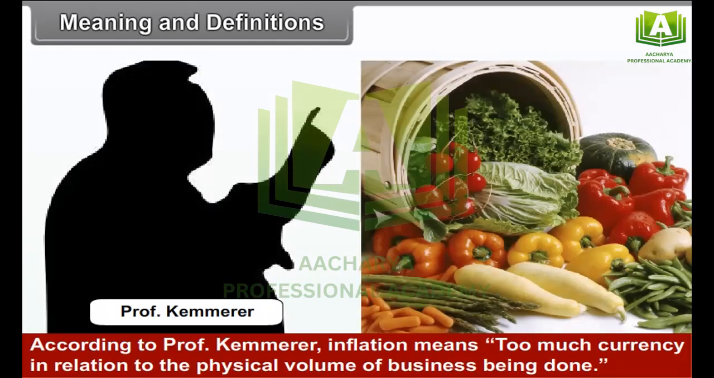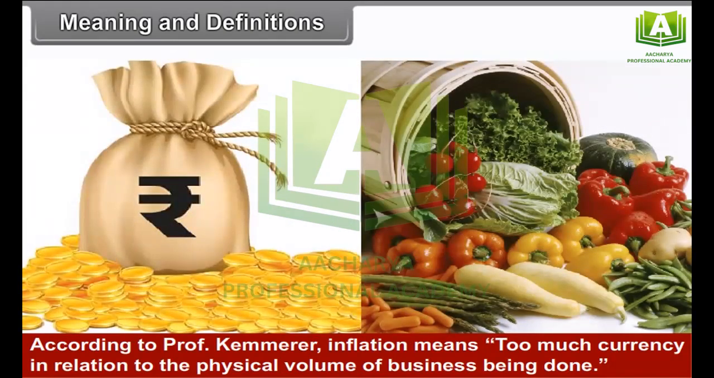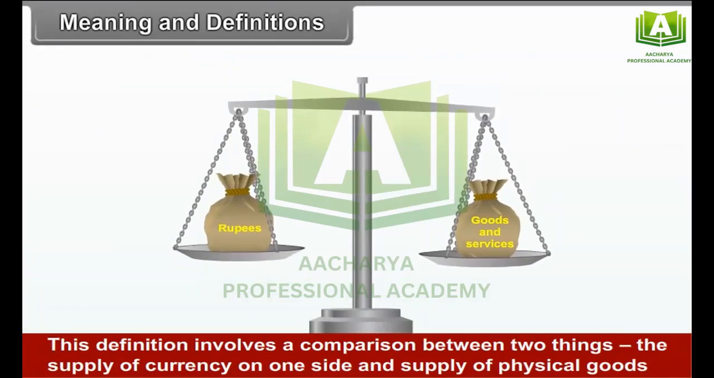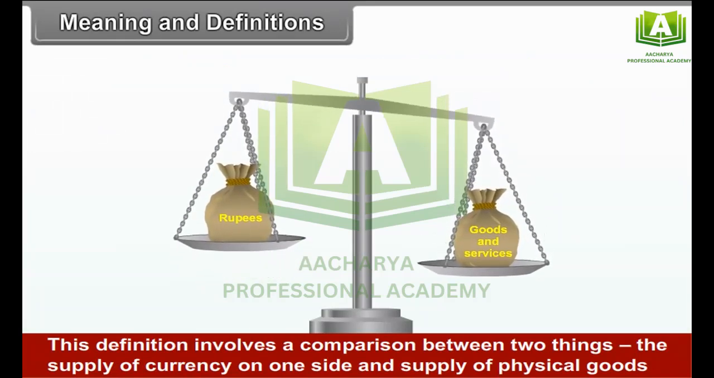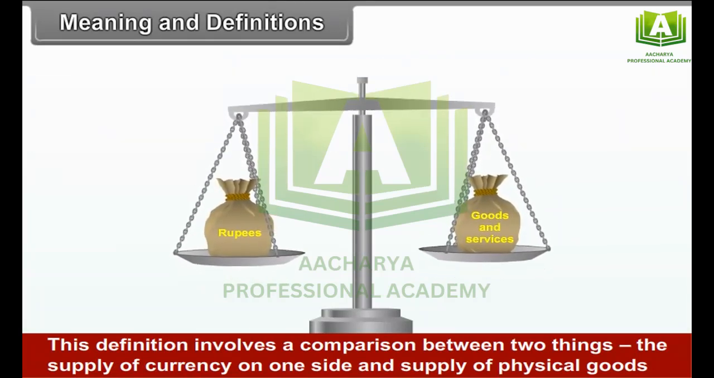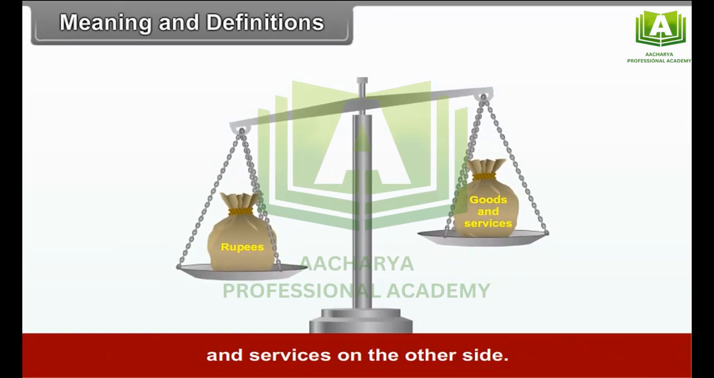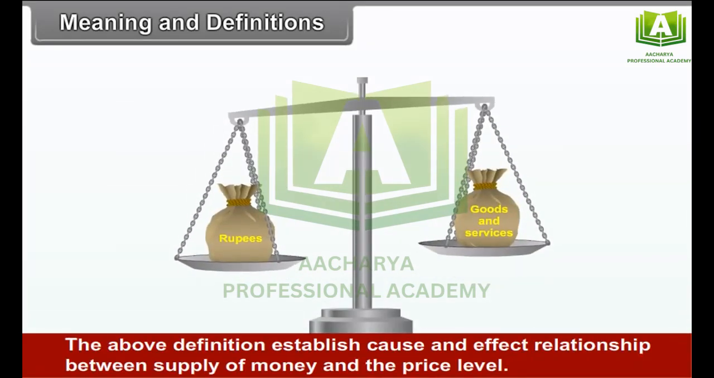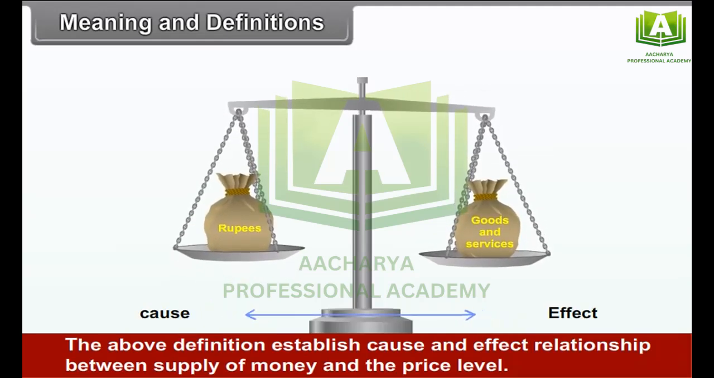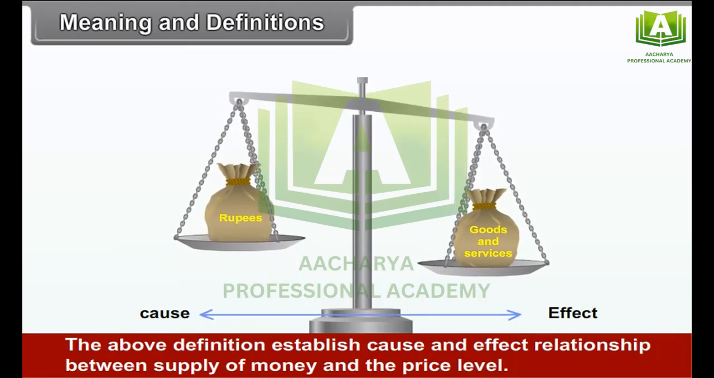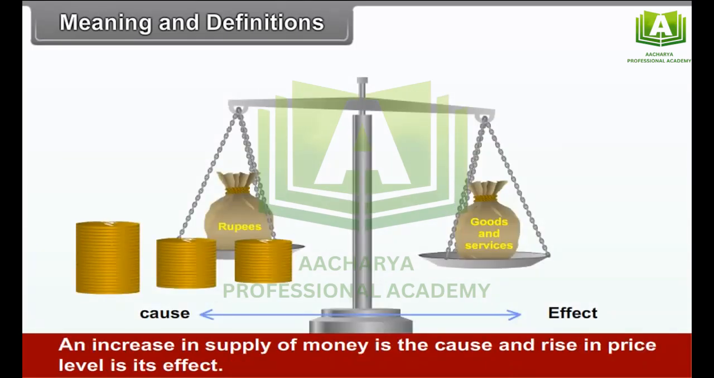According to Professor Kemmerer, inflation means too much currency in relation to the physical volume of business being done. This definition involves a comparison between two things: the supply of currency on one side and supply of physical goods and services on the other side. The above definitions establish a cause and effect relationship between supply of money and the price level. An increase in supply of money is the cause and rise in price level is its effect.